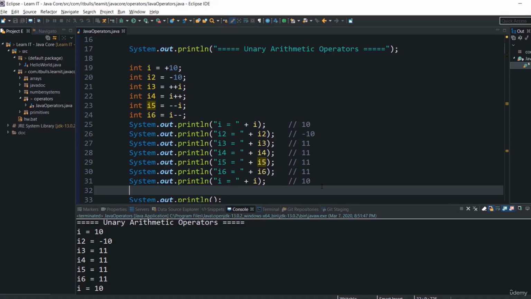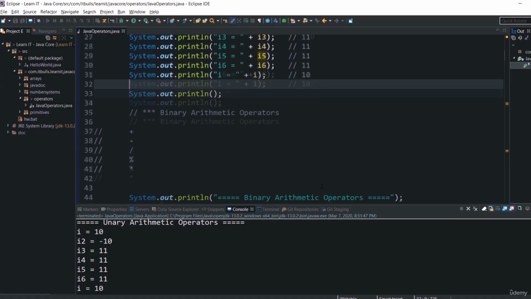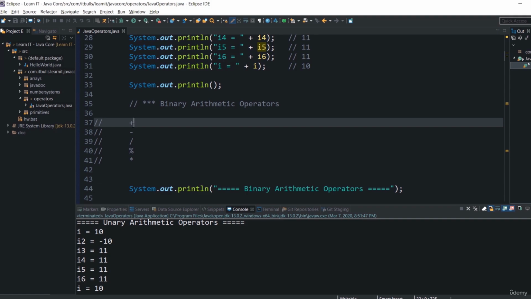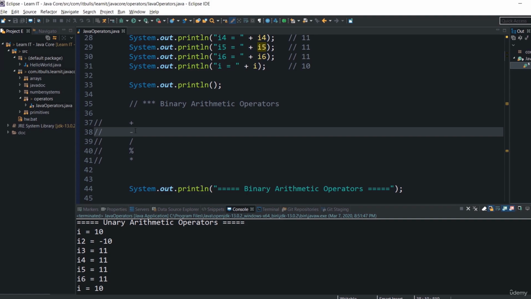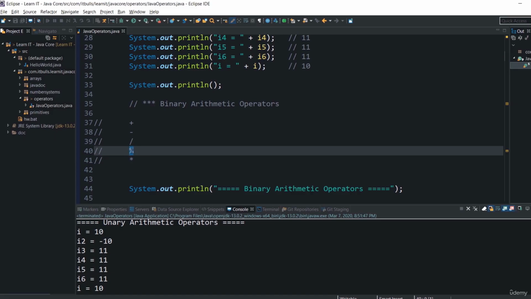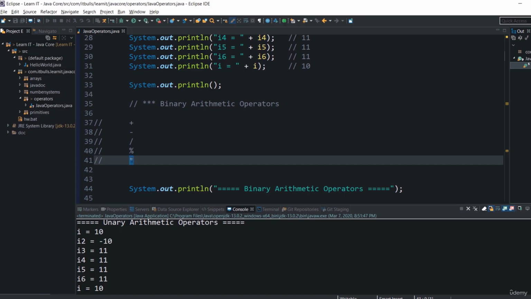Now let's discuss arithmetic binary operators. They are: addition, adds values on either side of the operator; subtraction, subtracts right-hand operand from left-hand operand; division, divides left-hand operand by right-hand operand; modulus, divides left-hand operand by right-hand operand and returns remainder; and multiplication, multiplies values on either side of the operator.